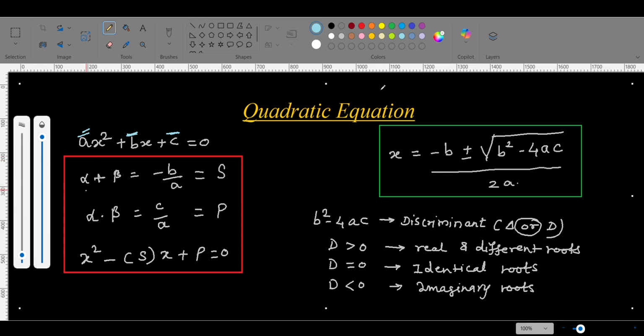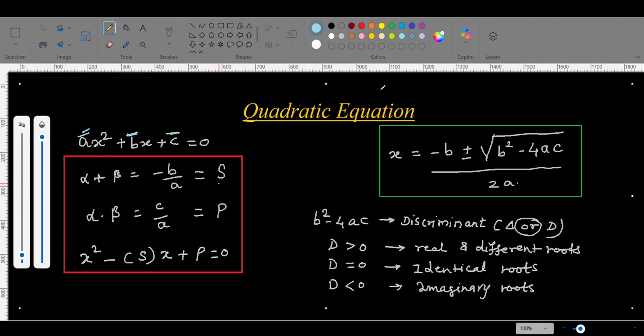Alpha and beta are the solutions or roots of the quadratic equation. They are also called the zeros of the polynomial or zeros of the quadratic. The sum of these roots of the quadratic is given by negative b over a, where b is the coefficient of x and a is the coefficient of x squared.